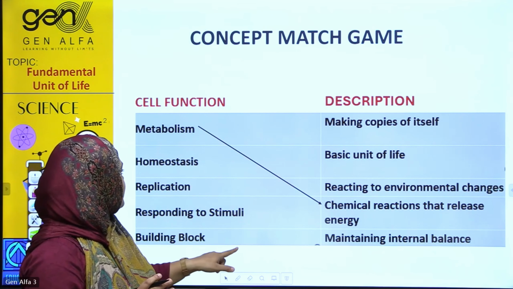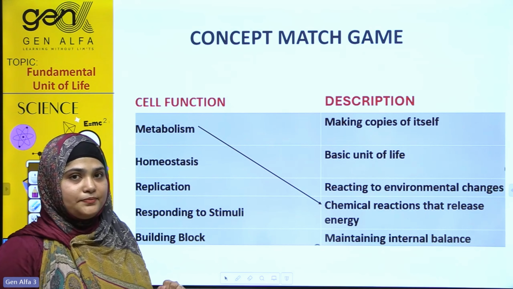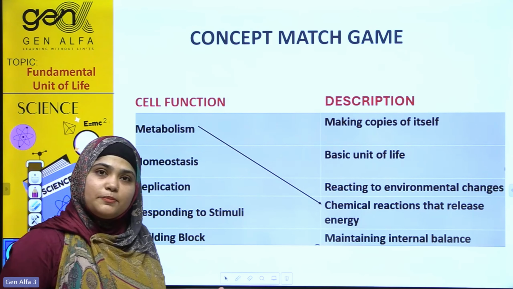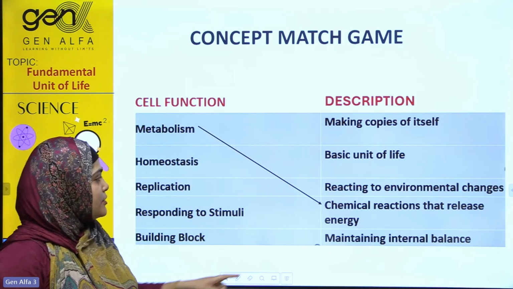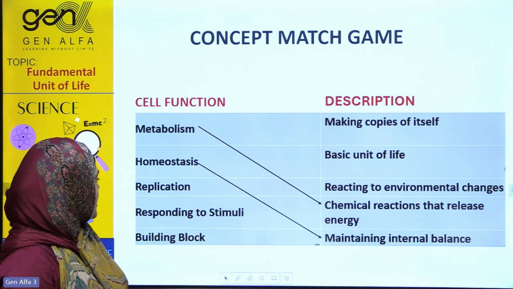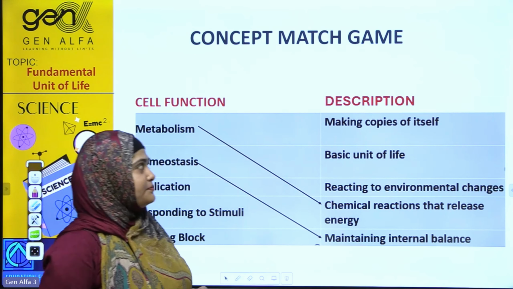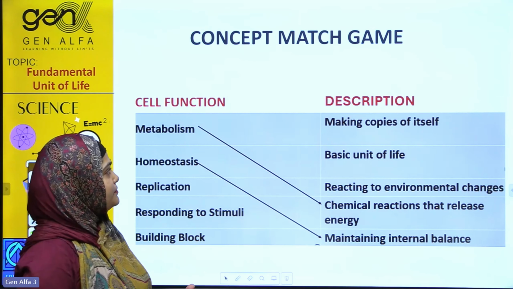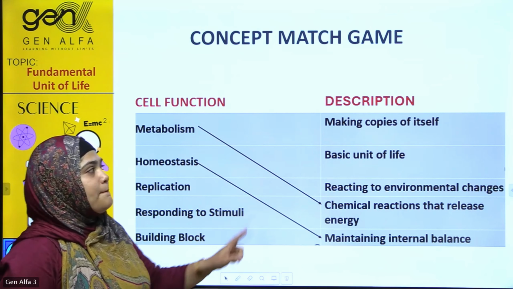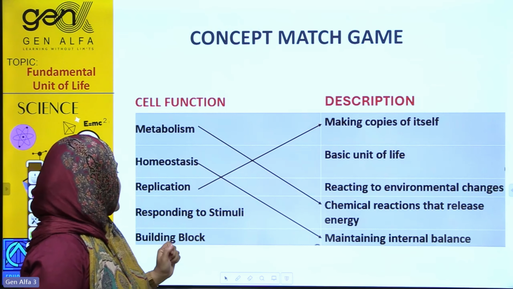Next, homeostasis. Tell me the correct answer for homeostasis. Homeostasis is basically maintaining internal balance. So the answer is maintaining internal balance. Next, replication. Tell me the correct description. Making copies of itself. Good to go to the next.